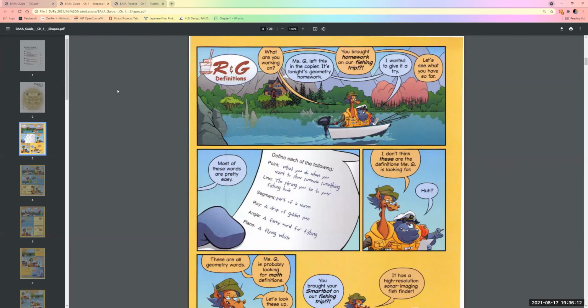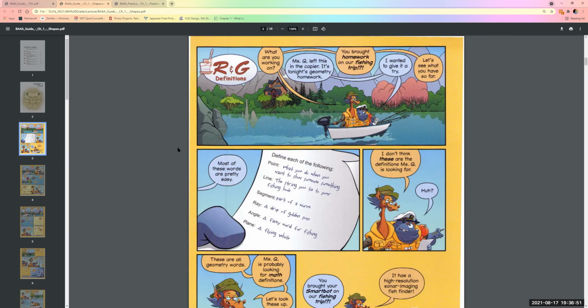So we have two people here. Eric? My living room. Are you letting me read? Yeah, do you want to be the blue? Okay, I'll be orange then. So what are you working on? Mrs. Q left this in the copper. It's tonight's geometry homework. You brought homework on our fishing trip? I wanted to give it a try. Let's see what you have so far.